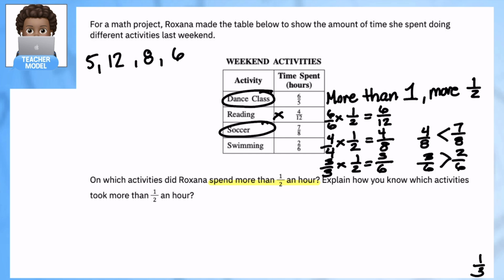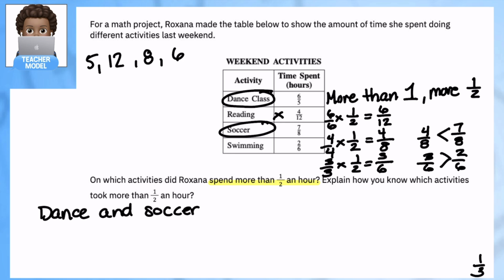So let's answer this question fully. How do we know? Which activities does she spend more than 1/2? Half of an hour. Dance and soccer.